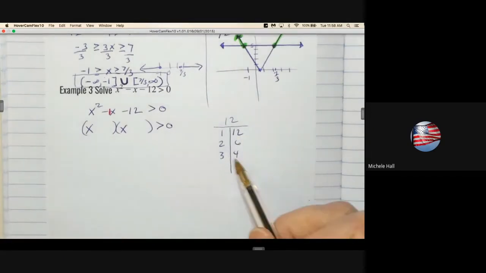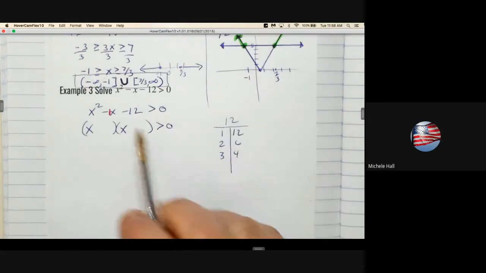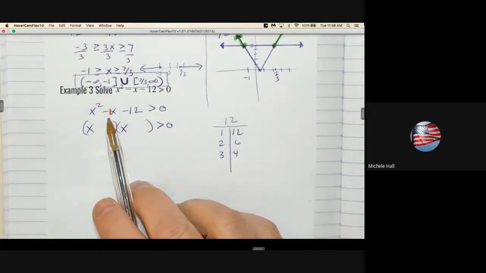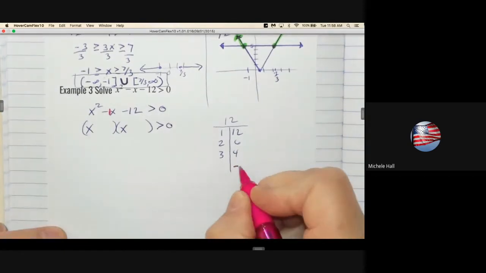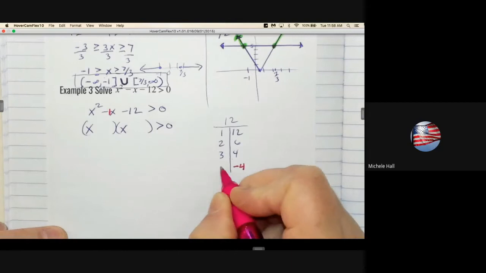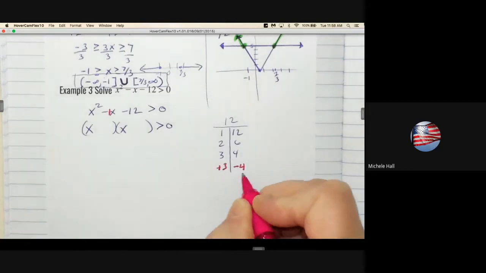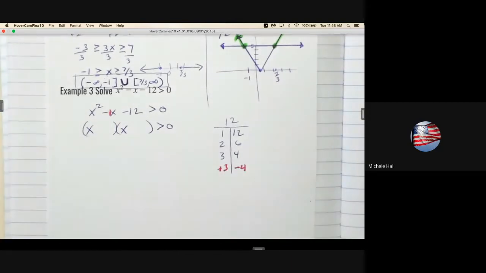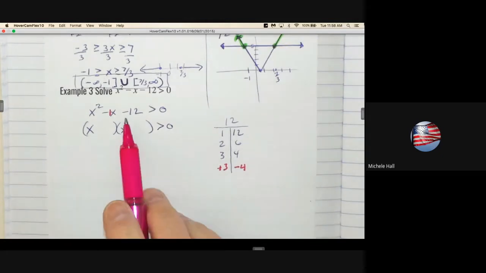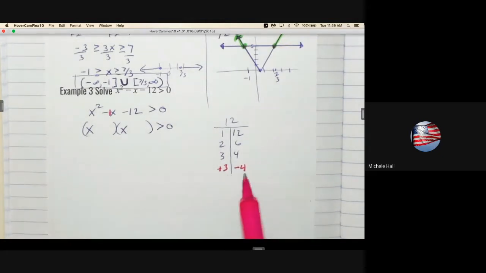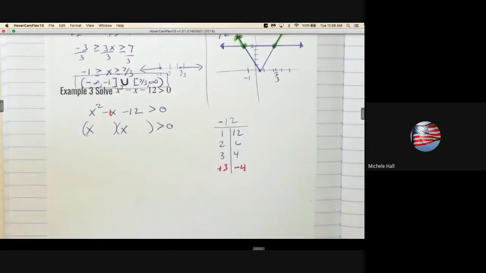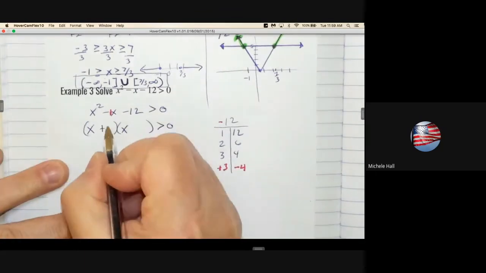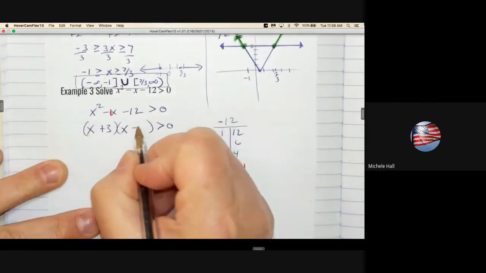Which one of these factors could I add or subtract to -1? That would have to be -4 and +3. -4 and +3 add to -1, and it also multiplies to -12. Multiplies to -12, and it adds to -1. That would be +3 and -4.